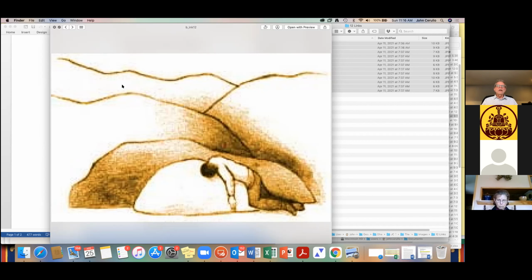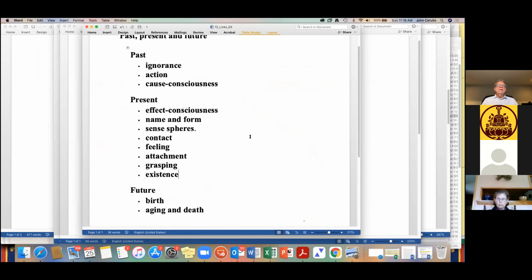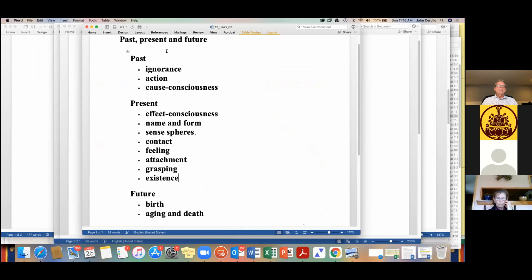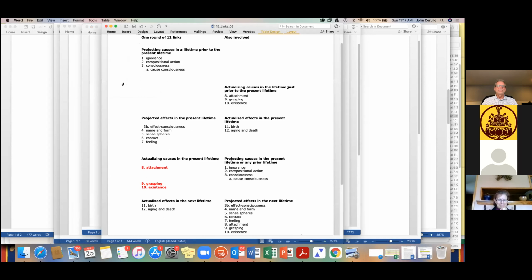So now that we've covered all 12 links, and we can see how this graphic makes some sort of sense, I'm going to give you a more complicated version of this graphic. Again, I'll send all these to you. This is really small, and I apologize. If you can't see it, I'm sorry, but I wanted to show it on one screen.